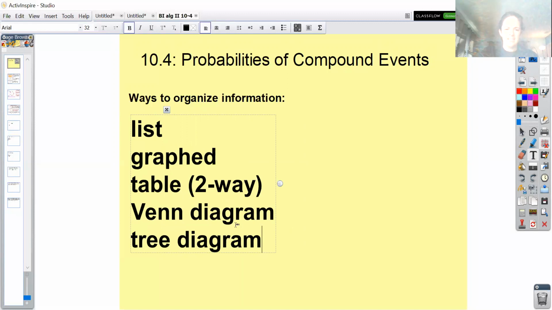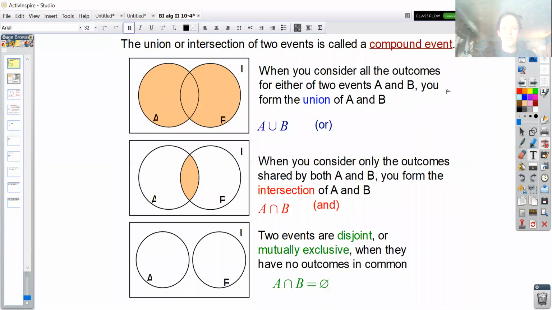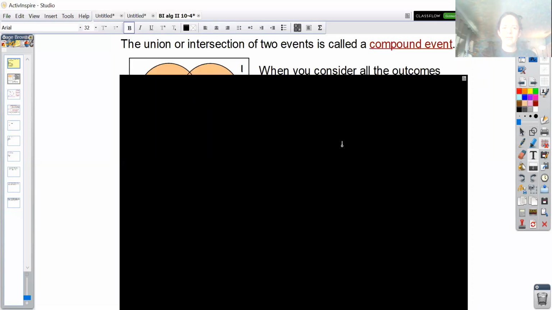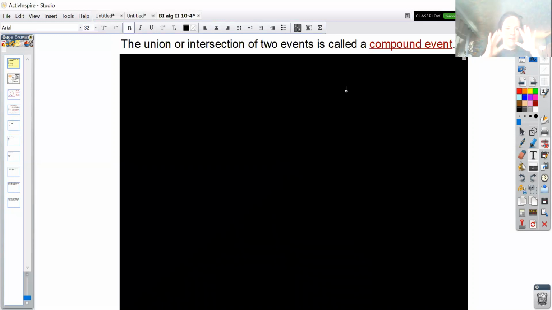Again, today we're mainly working with Venn diagrams. So here you go. Two events. If we consider both of them happening at once or not at all, they may intersect or they may not. If they do, they're called a compound event because more than one thing is happening at the same time.